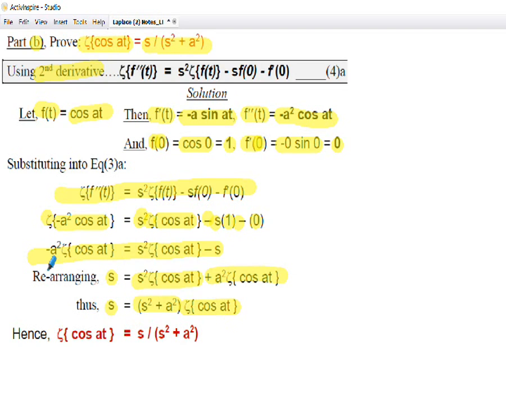I actually want to find the Laplace transform of cos at, so I need to divide both sides of the equation by s squared plus a squared, and that's how I arrive at my final solution.